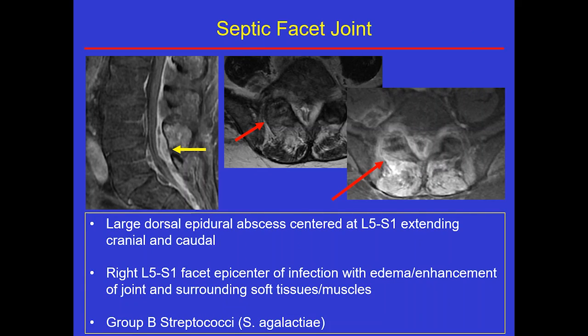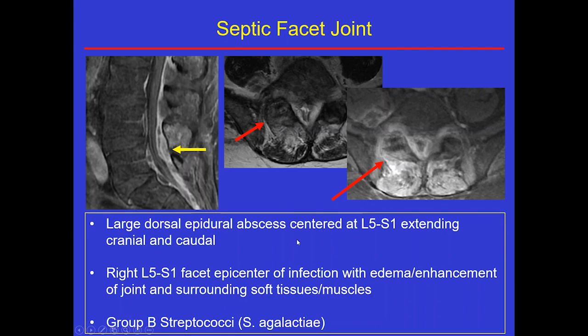So we see a large dorsal epidural abscess centered at the L5-S1 level. So here the yellow arrow is pointing to an enhancing epidural collection in the dorsal epidural space that extends both cranial and caudal from the L5-S1 level, sort of where the epicenter is. On the axial T2 and post-contrast images, you see this very abnormal appearing facet joint here on the right at L5-S1 compared to the left. You see surrounding T2 signal in the paraspinal soft tissues and musculature. All of that is demonstrating enhancement and edema, and you can see this extends into the neural foramen as well as the dorsolateral epidural space, and this is that dorsal epidural abscess collection that we're seeing on the sagittal images.